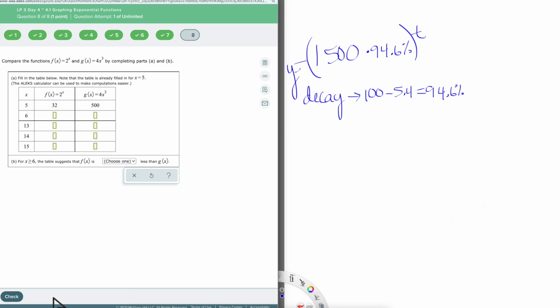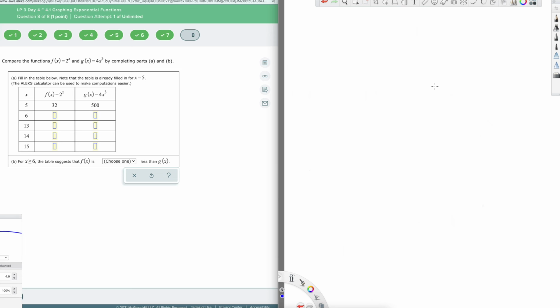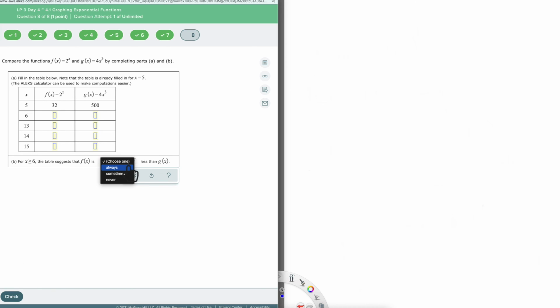All right, so now we're going to compare these two. So we're going to work both of these out here just so that we can see which one. For the most part, they want to know which one is either, for x is greater than -6, so after this bold line, it suggests that f of x is either sometimes, always, or never less than g of x. So we want to decide that. So we need to fill this out. So we can even use the calculator here.